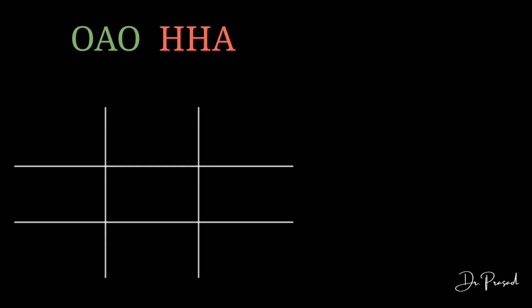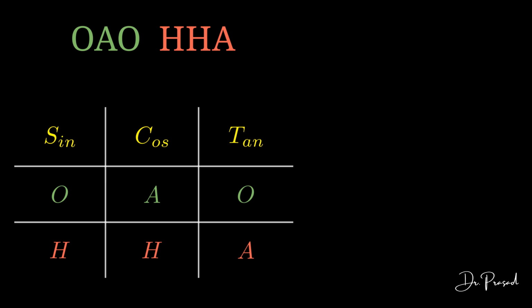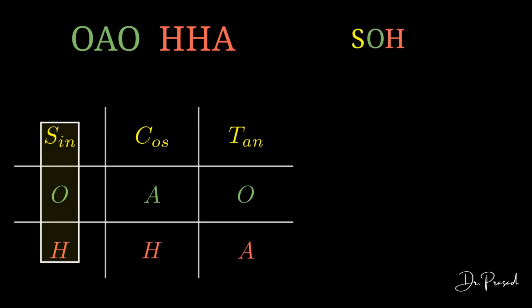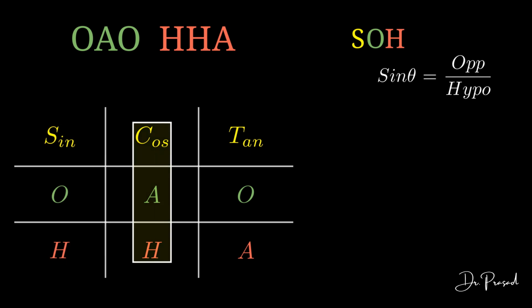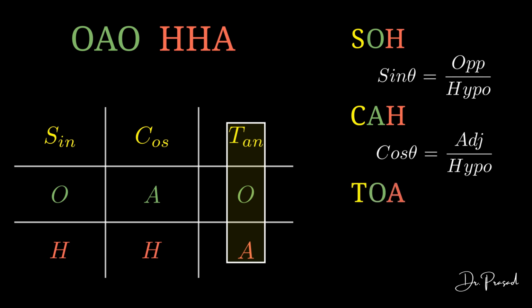That is, you draw the grid of tic-tac-toe. In the first row, you write S for sine, C for cos and T for tan. In the second row, you write OAO, and in the third row, you write HHA. Now, if you take the first column, you will get SOH, S for sine. So, sine theta is equal to opposite by hypotenuse. The second column will give you CAH, that is cos theta is equal to adjacent by hypotenuse, and the third column will give you TOA, tan theta is equal to opposite by adjacent.